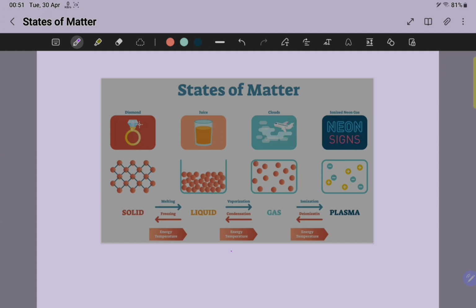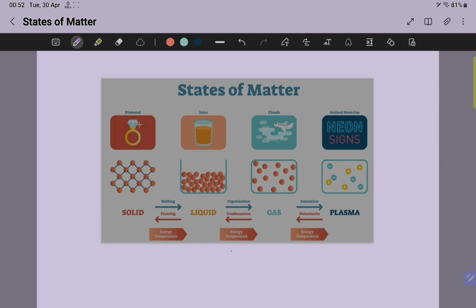For example, diamond, a ring, a glass, a bed, a sofa, a pen. They are all a part of or an example of a state of matter that is solid, because in these the molecules are very tightly packed.